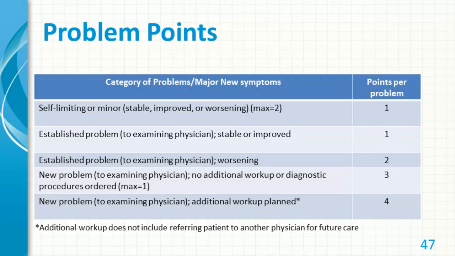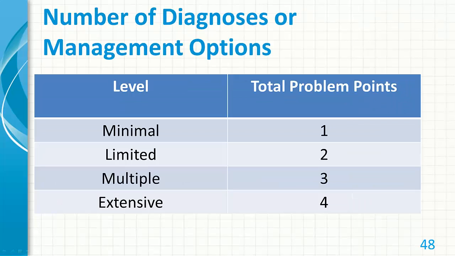A couple of notes. 1. Ordering use of a psychiatric rating scale after the visit qualifies as additional workup. And 2. Problems addressed during the visit may include those under the care of another provider, such as medical comorbidities, but important in the evaluation and management of the problems under your care for that visit. For example, you are likely not treating the patient's diabetes, but this illness is important in your management of the patient's bipolar disorder. In that case, you may include diabetes as a problem. The number of problem points determines the level for the number of diagnoses or management options, with the highest level achieved at 4 or more points.